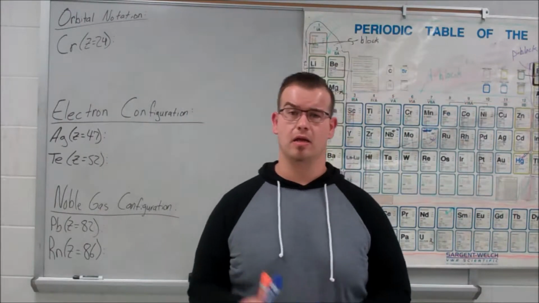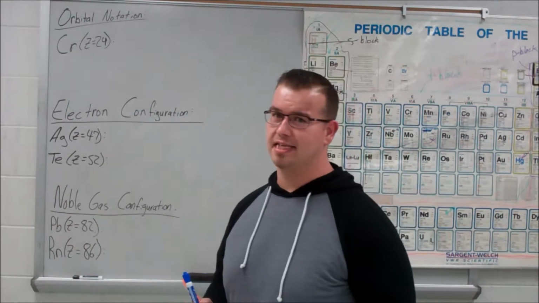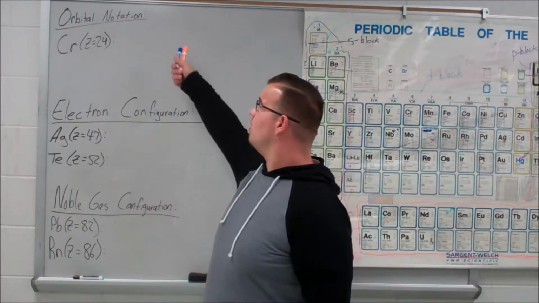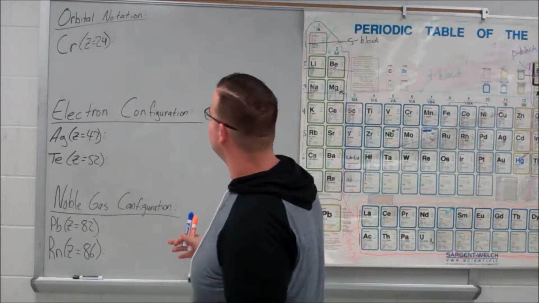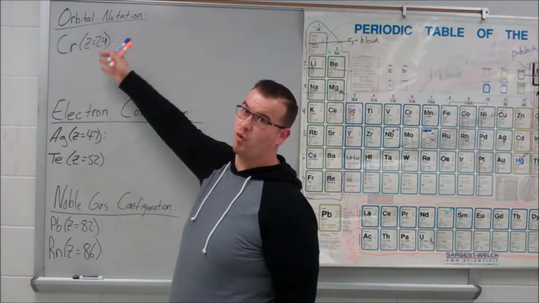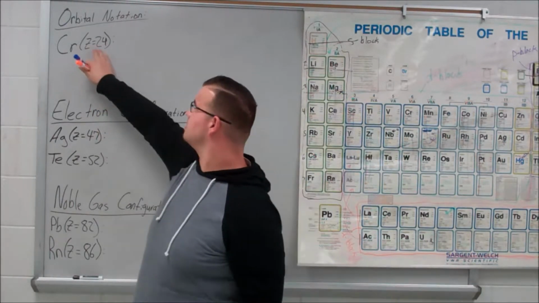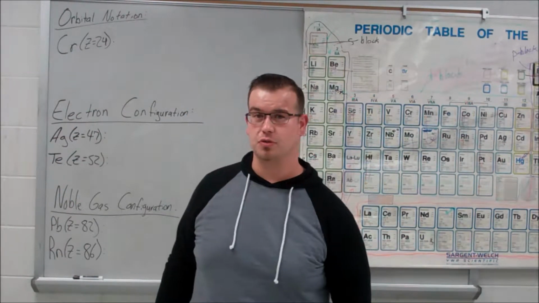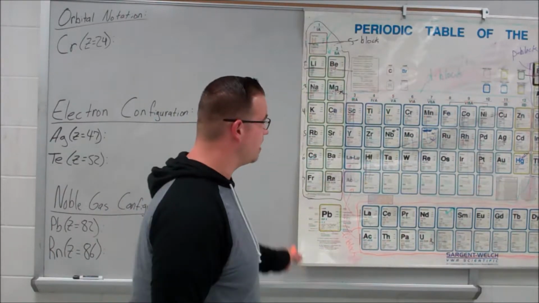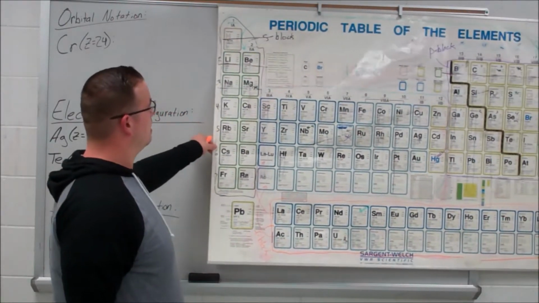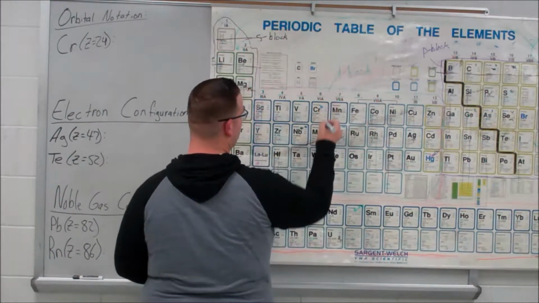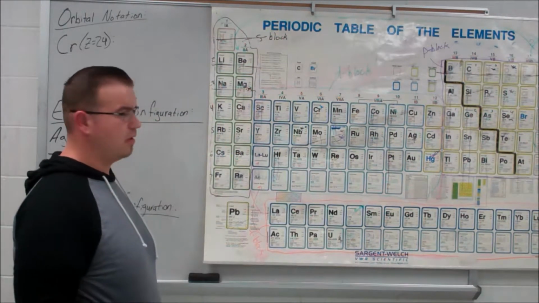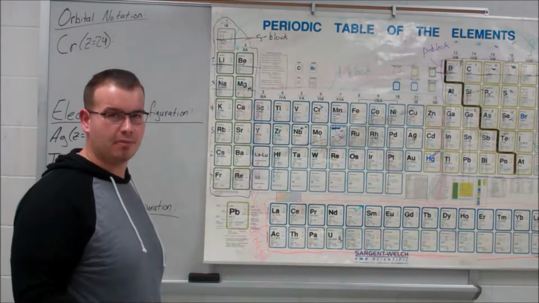So here we're going to start with how we started in class. We're going to start it off with orbital notation. Now, this problem is asking you for the orbital notation of chromium. Okay, chromium's atomic number is 24. So, chromium is right there. Okay, so we're going to end up in the D block.